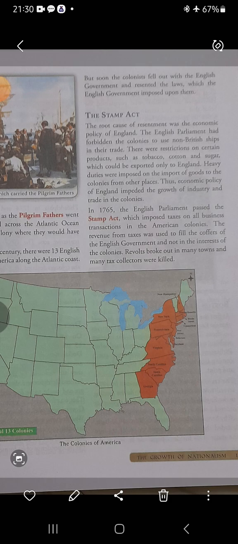So, in 1765, the English Parliament passed the Stamp Act, which imposed taxes on all business transactions in the American colonies. The revenue from the taxes was used to fill the coffers of the English government and not in the interest of the colonies. The Protestants who had settled as colonists in America, in what we call this new world, were paying taxes for the benefit of the government in England, which they resented. As a result, many revolts broke out in many towns and cities of the colonies in this region.